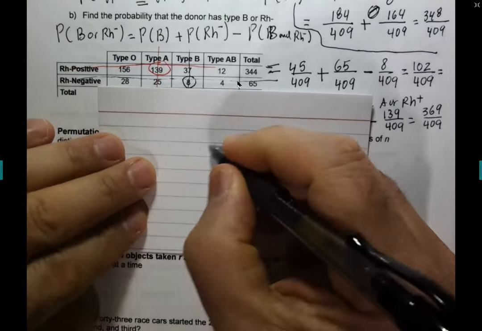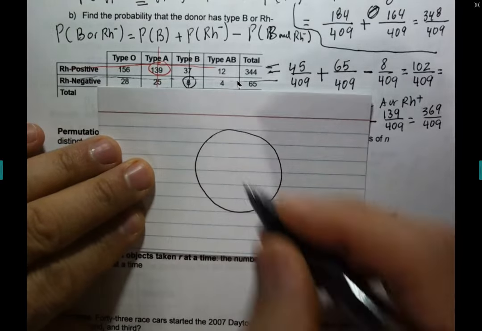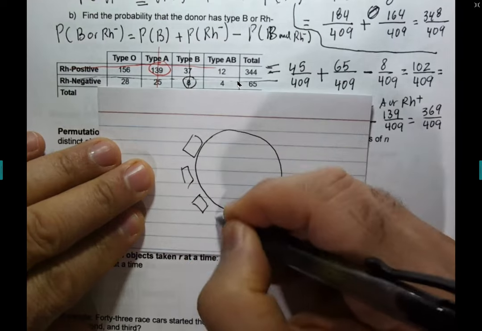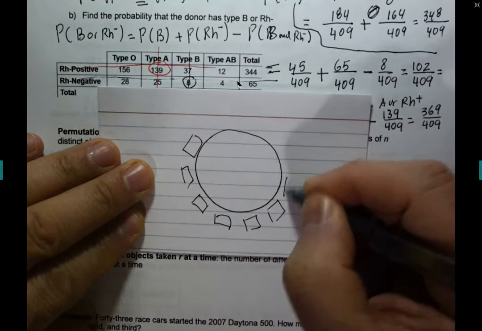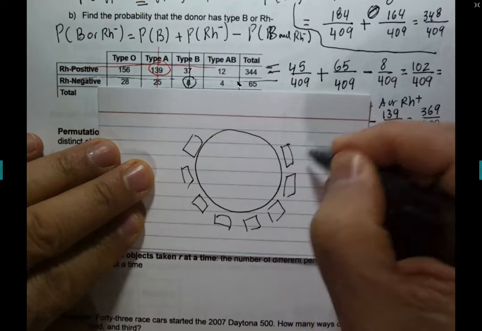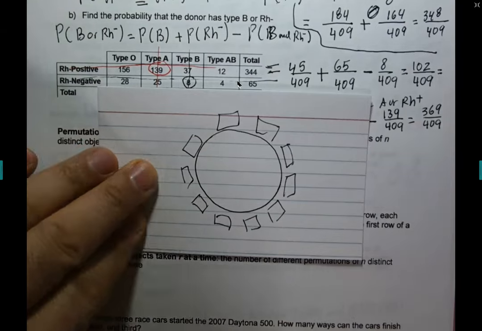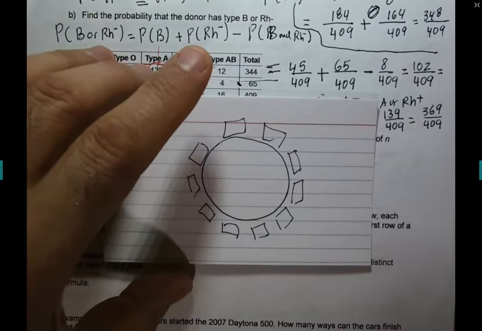Okay, we have a round table that seats 10 people. One, two, three, four, five, six, seven, eight, nine, and 10. Okay, you invite 9 people for dinner.